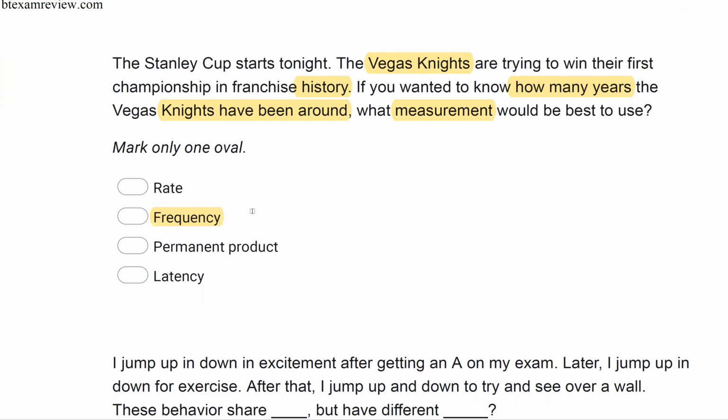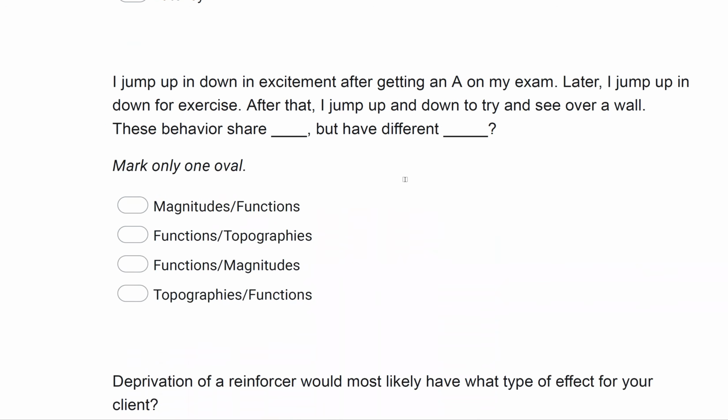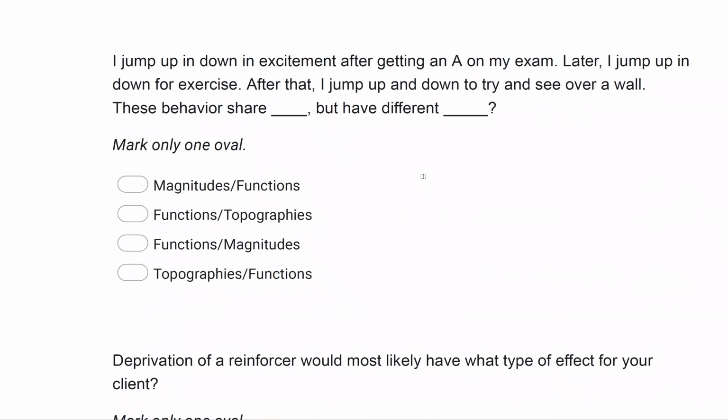Boom, there's our answer. I jump up and down in excitement after getting an A on my exam. Later, I jump up and down for exercise. After that, I jump up and down to try and see over a wall. These behaviors share blank, but have different blank.